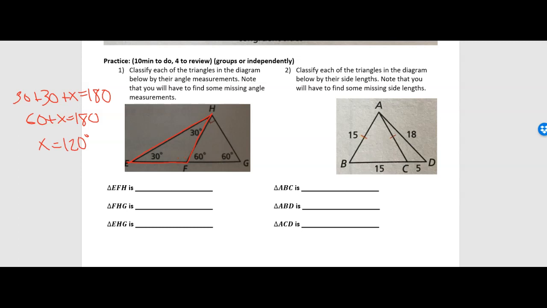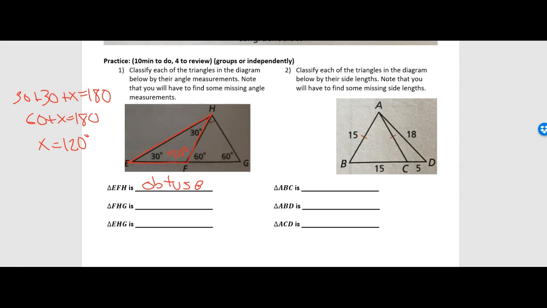Well, if X is equal to 120, what category would that fall into? That would make it an obtuse triangle because one of the angles is greater than 90 and less than 180. There are other ways you could figure out that 120 degrees, right? We could have used the fact that the two angles here are a linear pair, so they should add to 180 as well.